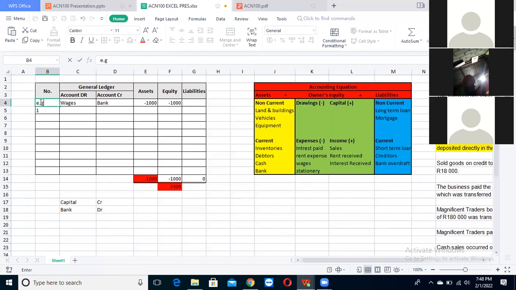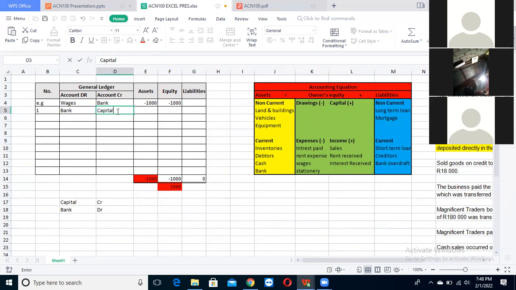Let me just put TG here. So this is transaction number one. Here it tells us the account, we want to put the account to be debited. Which account are we debiting? The bank account. So we come here and put what? Bank account. And which account are we crediting? The capital account. Here, account to credit is the what?